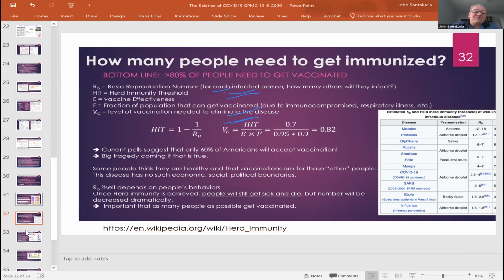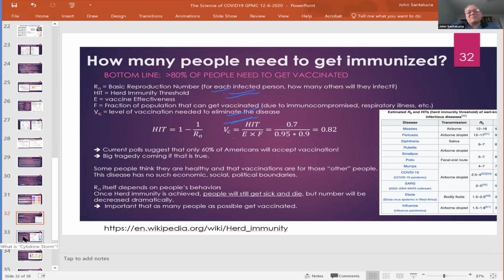I have a whole slide about that, which we'll get into. But it really is something. So all of us have loved ones. So getting a vaccination is important to protect you. It's important to protect your loved ones. It's important to protect your community.